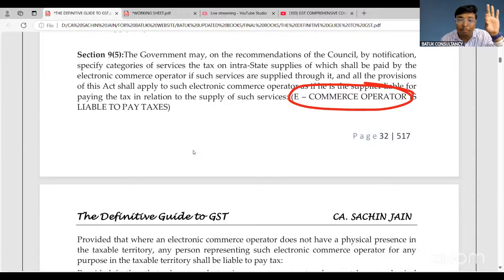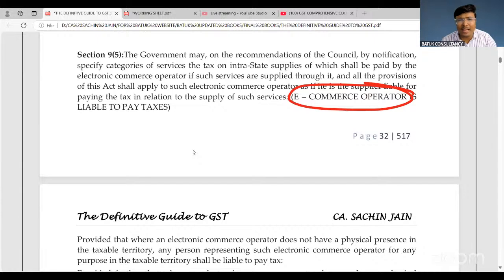So we'll discuss the complete concept of e-commerce operator at the time of our discussion on the TDS, TCS and e-commerce operator. For now, you just need to keep one thing in your mind, that this section number 9 is going to specify the concept of applicability of GST, reverse charge mechanism, e-commerce operator, and the 5 special products.